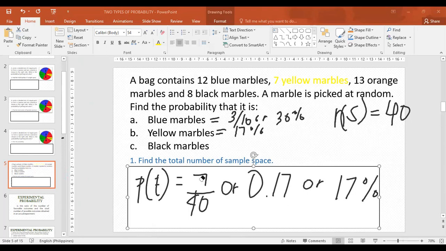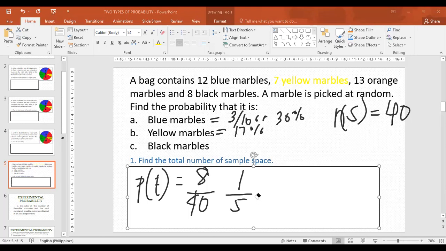Durain na natin to. Okay, sabi, meron tayong 8 black marbles. So, this is 8/40. So, pwede pang i-lowest term. Divided by 8, we will get 1/5. Okay. Pwede pang i-lowest term? Hindi na. So, let's get the decimal form.